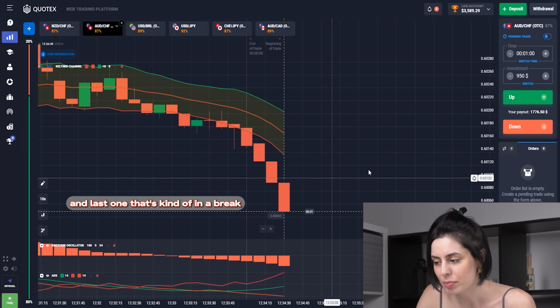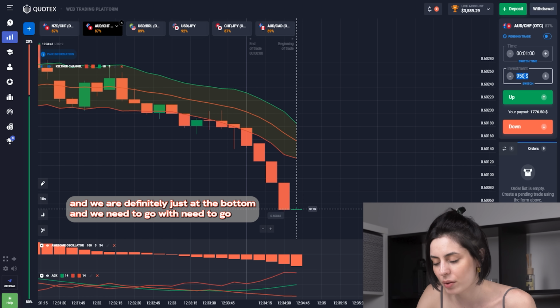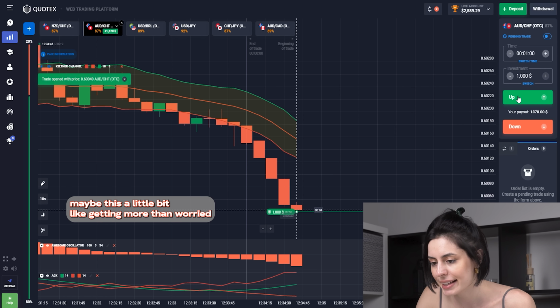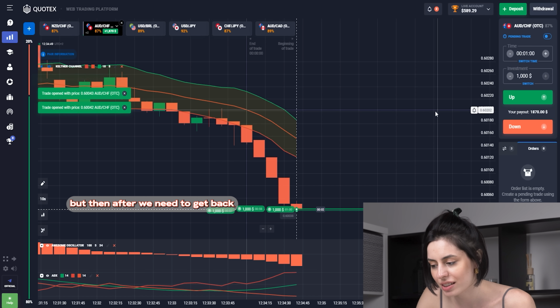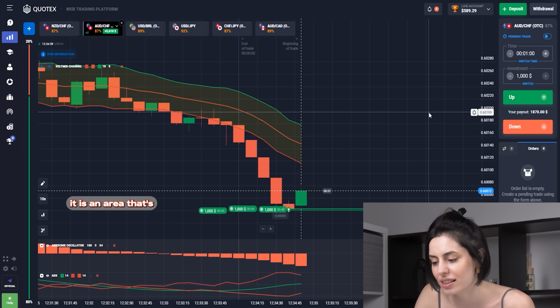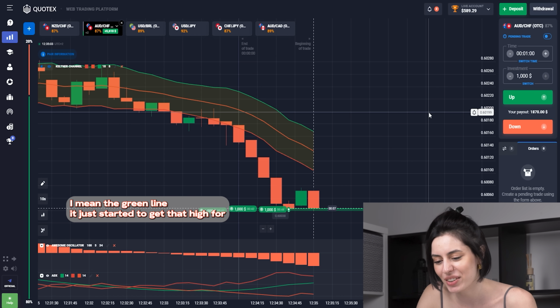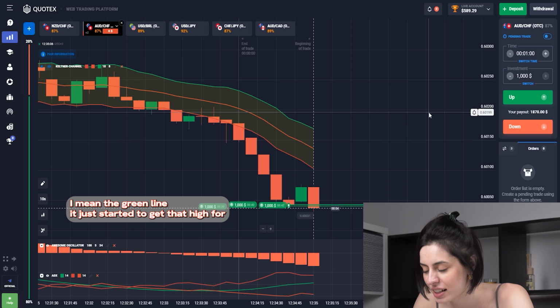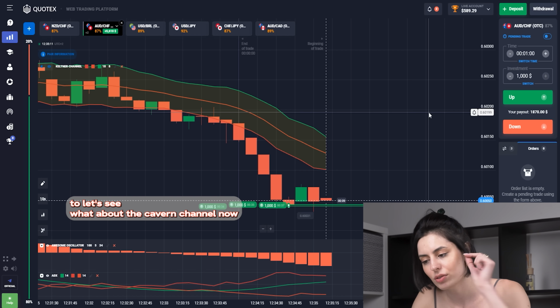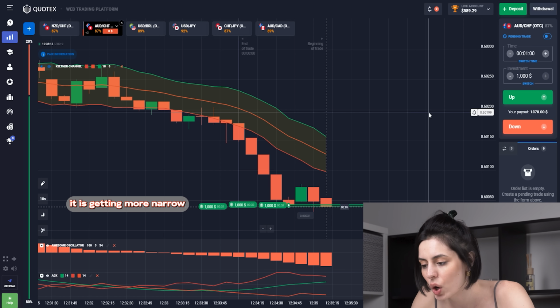Last one, that's gonna be the break, and we are definitely just at the bottom and we need to grow. Maybe it gets a little bit more downward, but then after we need to get back. I think the lines of the ADX are gonna be crossing quite soon. It's supposed to happen. And look at this ADX line, I mean, the green one, it just started to get upward too. Let's see. What about the Keltner channel? Now it is getting more narrow.